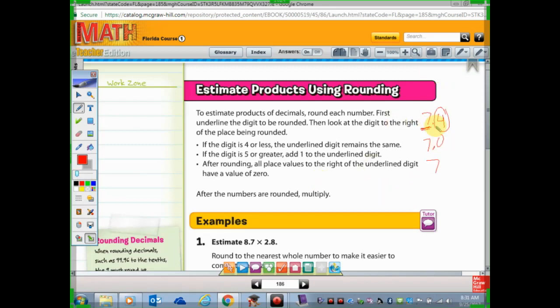If I had this number and it was 7.6, I'm still looking at the 7 for rounding purposes, and I look at the number to the right to tell me what to do. This number is 5 or more, so I'm going to have to raise it up to an 8. So it's going to become 8.0 or just 8.